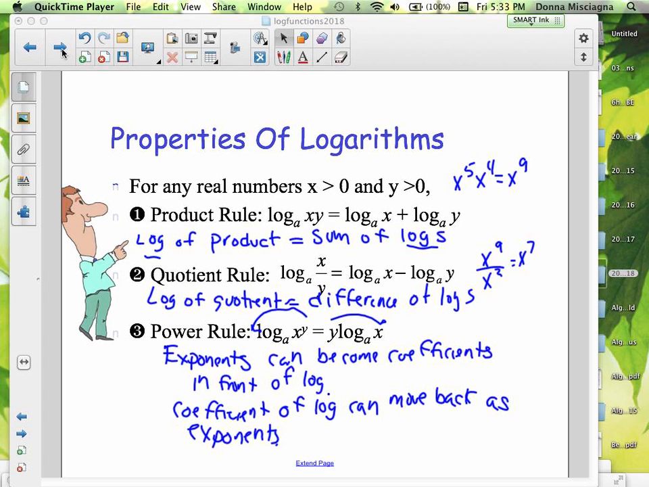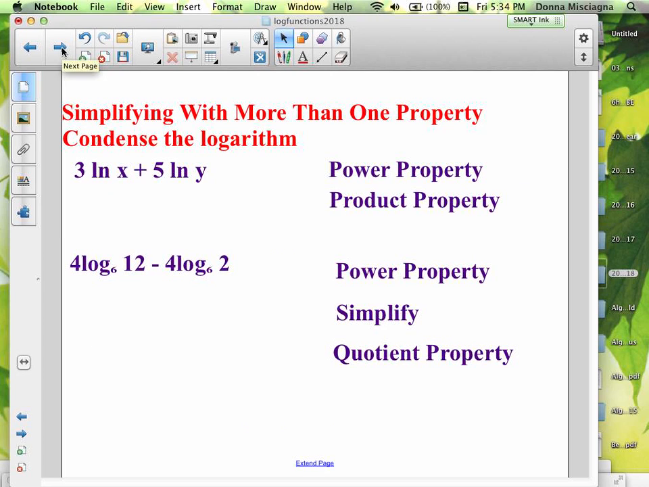Let's combine a couple of them and do these two problems here that are in your notes. So we're going to use more than one rule here. We have a power rule and a product rule in the first one, and a power rule and a quotient rule in the second, and we can simplify because notice we just have numbers there. We can raise numbers to powers pretty easily. All right, so let's look at the first one.